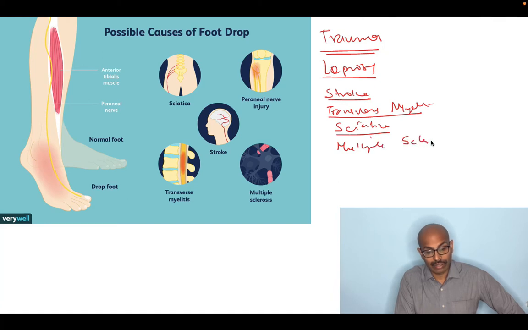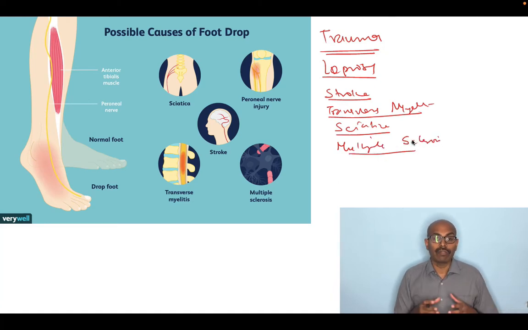Multiple sclerosis, and anything that affects the peripheral nerves, including diabetic neuropathy, can affect the common peroneal nerve. Among all the peripheral nerves that we know of, the radial nerve, median nerve, ulnar nerve, and now the common peroneal nerve, the common peroneal nerve has the poorest prognosis for some unknown reason, and many times we end up doing salvage procedures like tendon transfer.